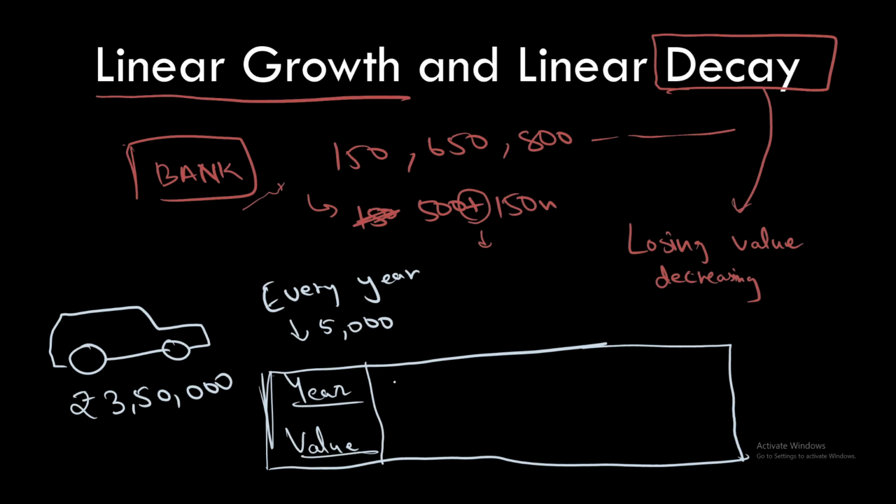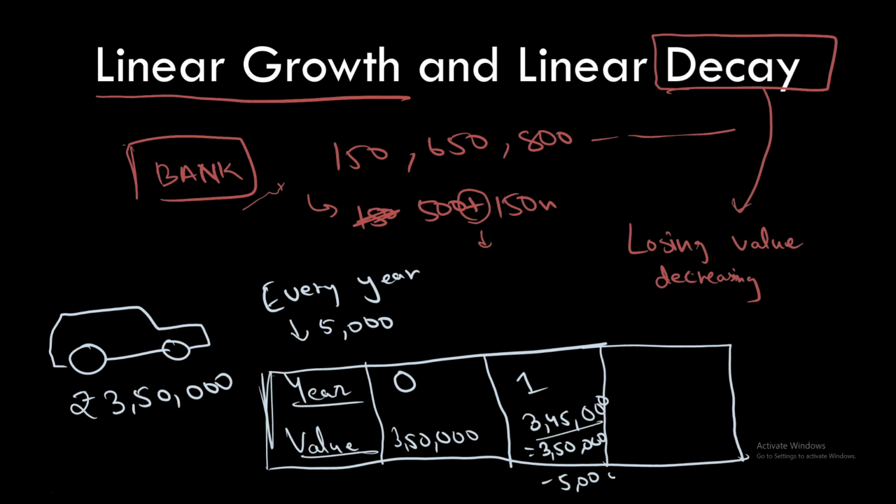So initially the value in year 0, the year he bought it, was 350,000, 3.5 lakhs, and in the first year it lost its value by 5,000. So this can be written as 3,45,000. This is basically 3,50,000 minus 5,000. So we are going to get this value.